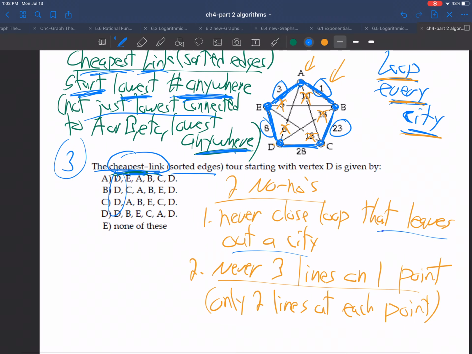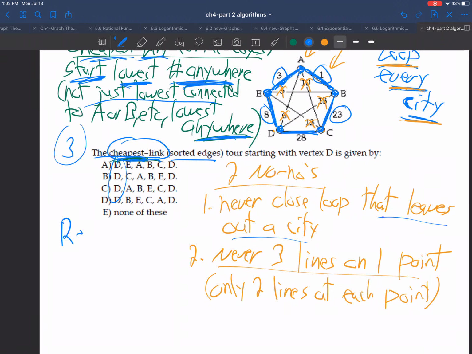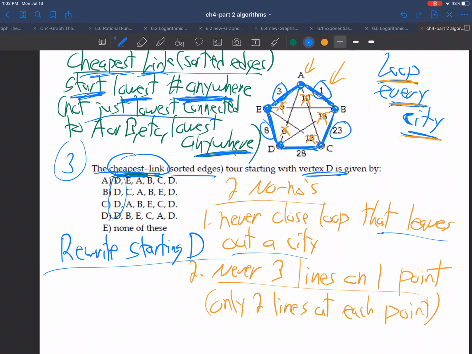Now, we have to rewrite it starting with what they told us to start with, which is D. So I'm going to start with D right here. Now, which way am I going to go? Right or left? It doesn't matter. I'll go this way: E and A and B and C and back to D.